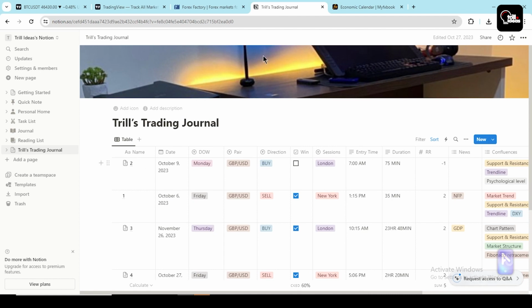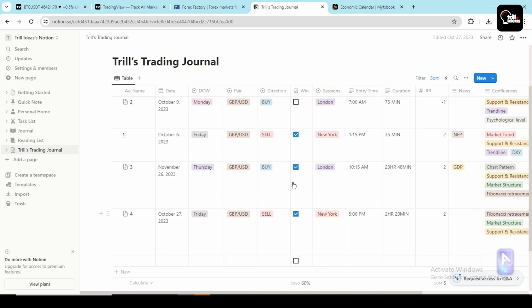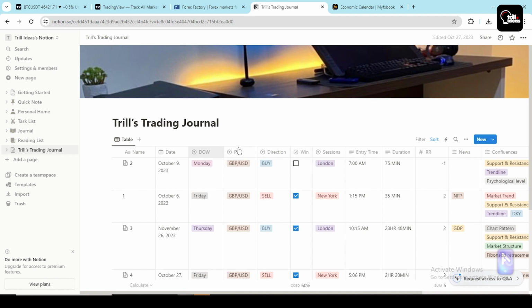You can use notion.so. It's a website. Notion.so is absolutely free and you can create a journal. This is my own personal journal. You can also create your own yourself. This is the website, notion.so. So the next one we'll be talking about is regulated broker.